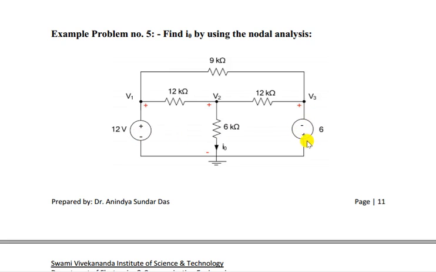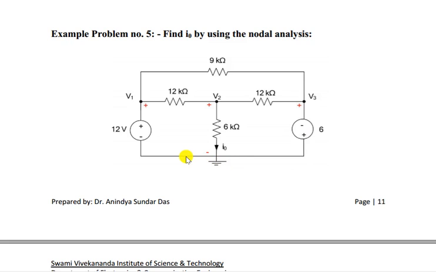Now take the common point. Take one end of the voltage sources as the reference node. This voltage source has one end here, and this voltage source has one end here. Try to take the common point of all the voltage sources as the reference node. So this positive terminal and negative terminal are connected at a single point, so that will be the reference node with 0 volt.